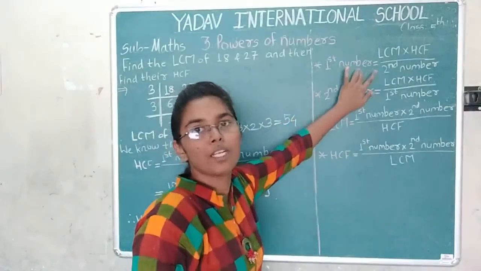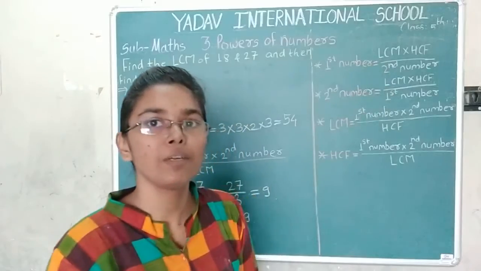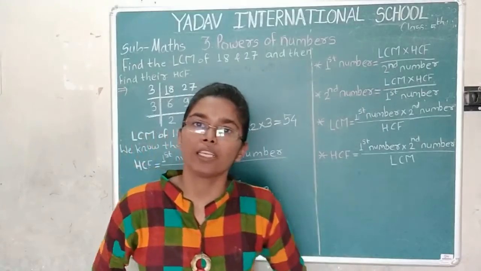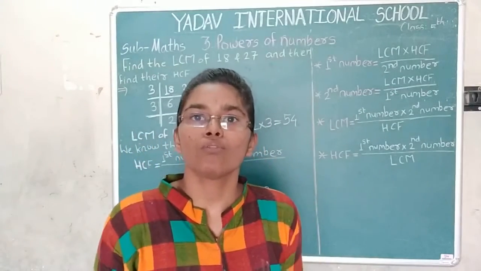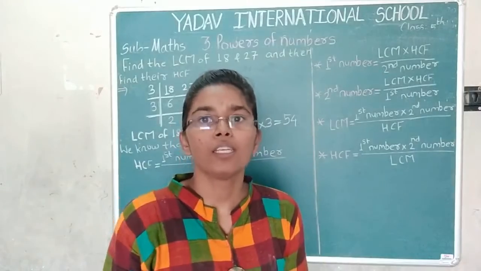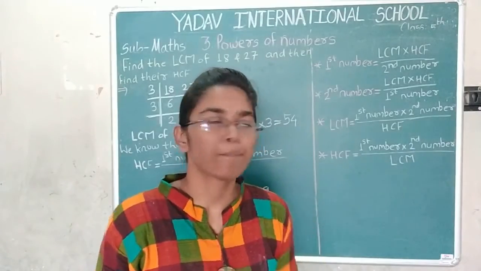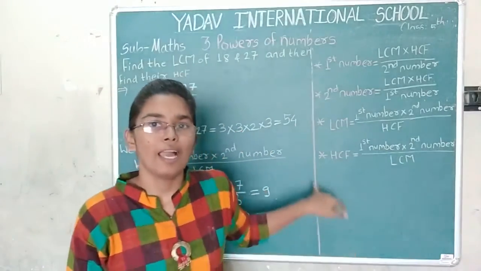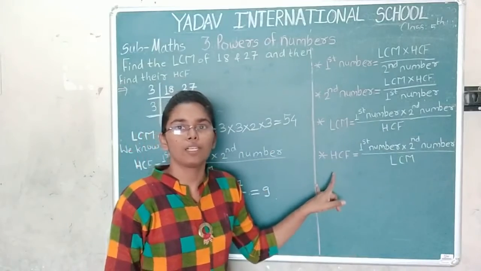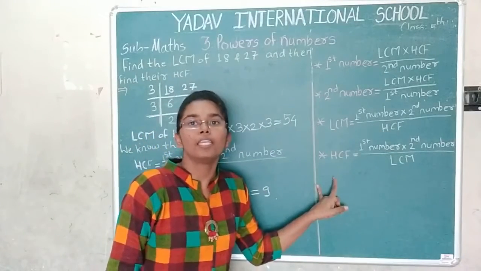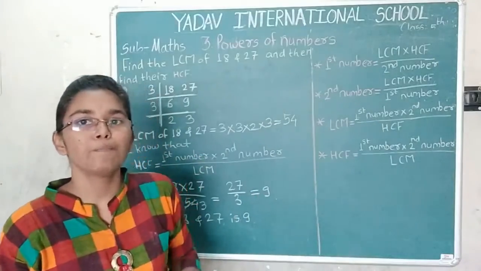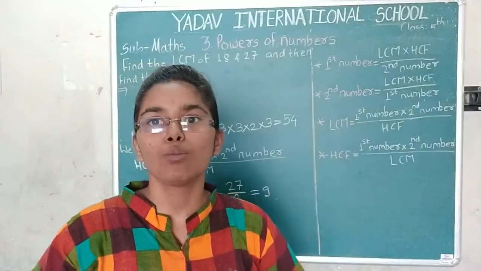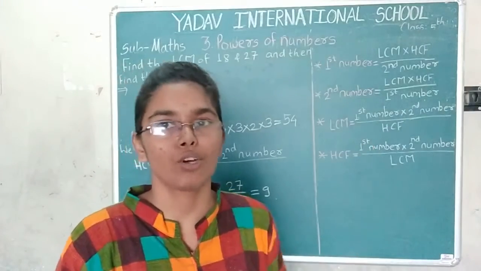First formula was: first number is equal to LCM multiplied by HCF divided by the second number. In the same way, the second number can be found by dividing the product of LCM and HCF by the first number. Then LCM can be found out by using this formula, that is first number multiplied by second number divided by HCF, and the HCF is equal to first number multiplied by second number divided by LCM. In this way we can find the LCM, HCF or first and second number. If we are given more than two numbers, then also we can use these formulas.